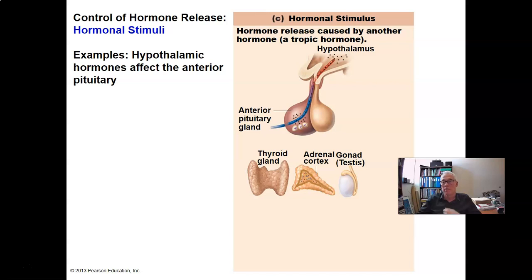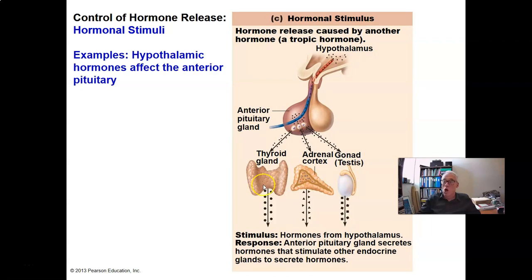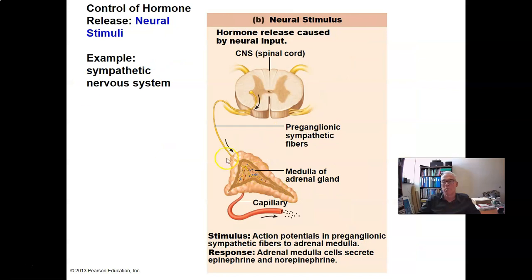Hormonal stimuli. Many times, endocrine glands are stimulated by hormones from another gland. So here we see an example of the hypothalamus releasing hormones that trigger gland cells in the anterior pituitary gland. We'll come back to this. Hormones are released from the anterior pituitary gland, and they activate some additional glands that are shown here: the thyroid gland, the adrenal cortex, and the testes and the ovaries. Those glands, in turn, when they're stimulated, release their hormones. So that's called a hormonal stimulus that's coming down to these glands.